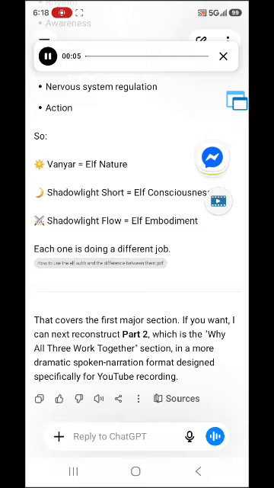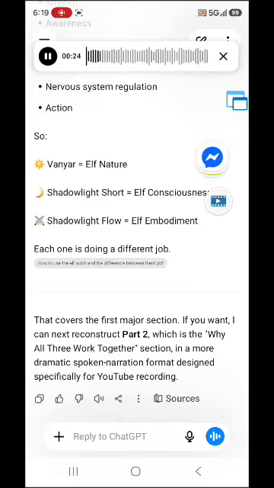The file contains the analysis we made comparing the three ELF files and why they work together as complementary archetypes rather than replacements for one another. As spoken narration, it's actually better to break it into separate sections anyway. That makes it easier to read aloud and easier for listeners to follow.